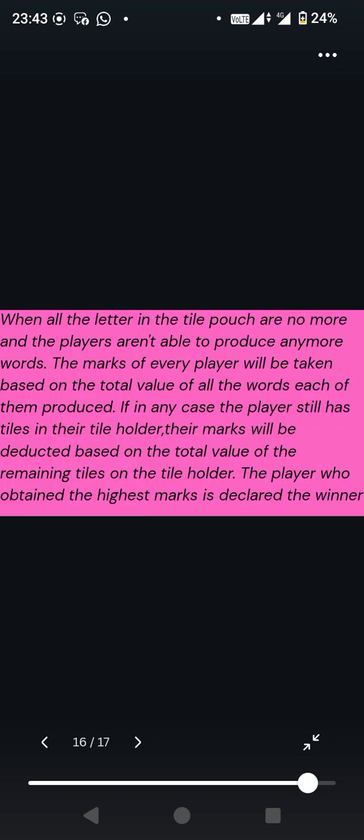When all the letters in the tile pouch are no more and the players aren't able to produce any more words, the marks of every player will be taken based on the total value of all the words each of them produced. If in any case the player still has tiles in their holder, their marks will be deducted based on the total value of the remaining tiles in the tile holder. The player who obtained the highest marks is declared the winner. And that's all I have for my presentation of an introduction to Scrabble.